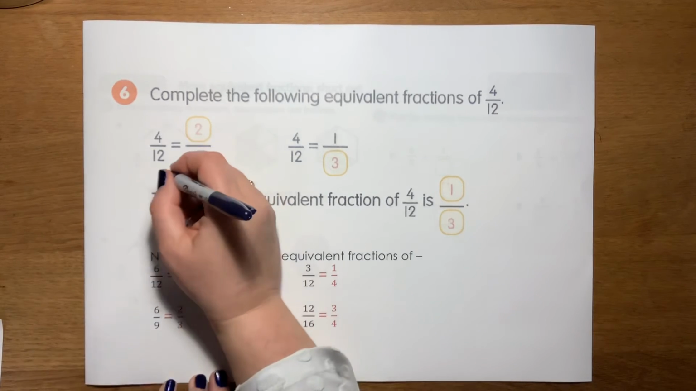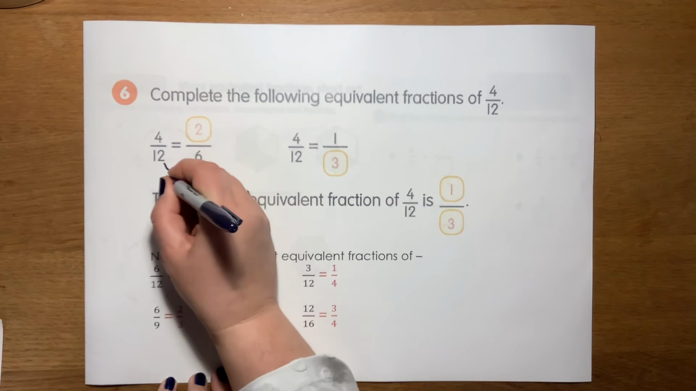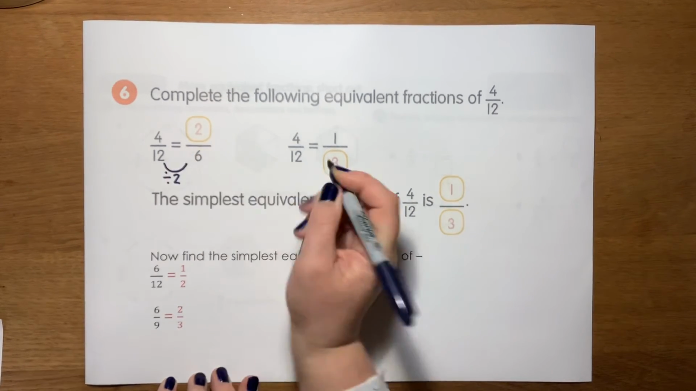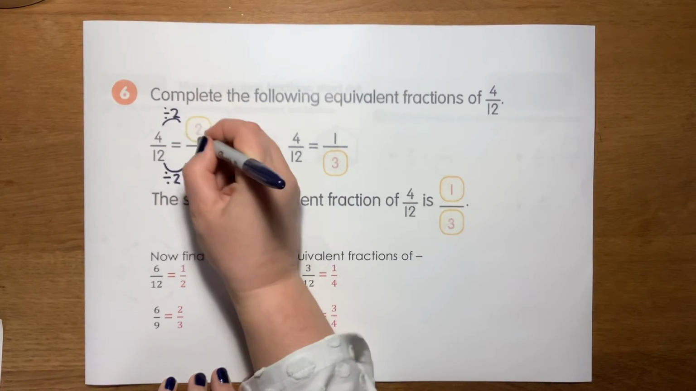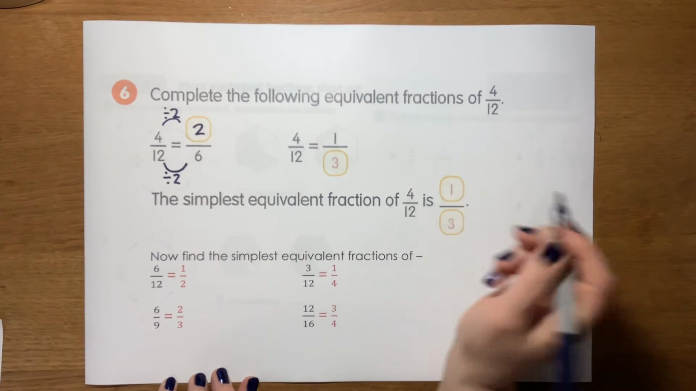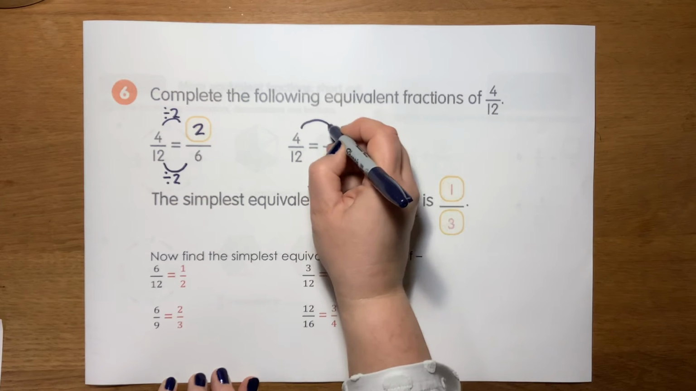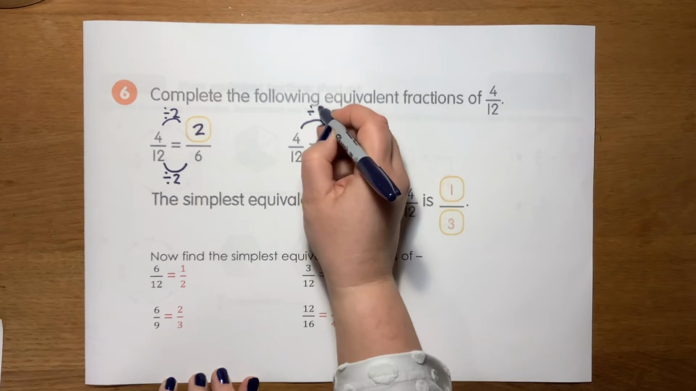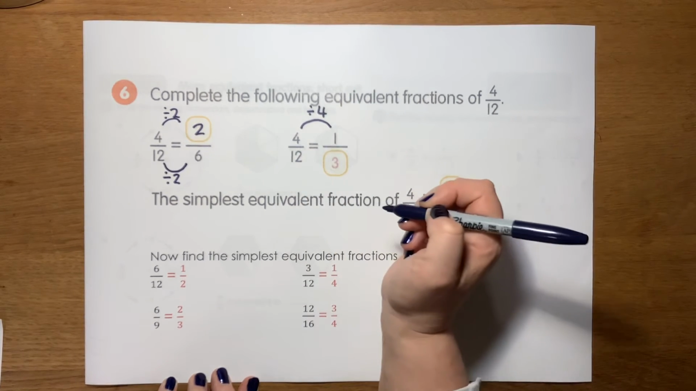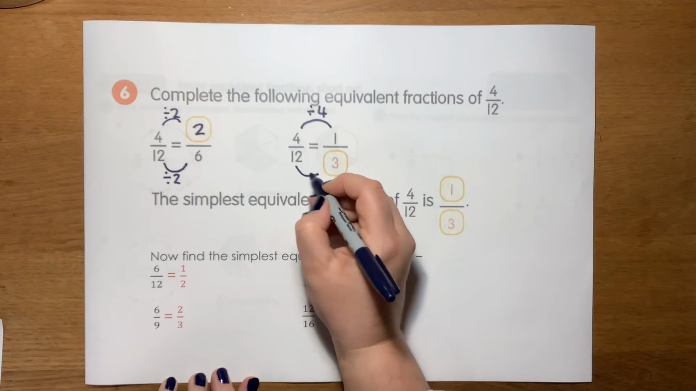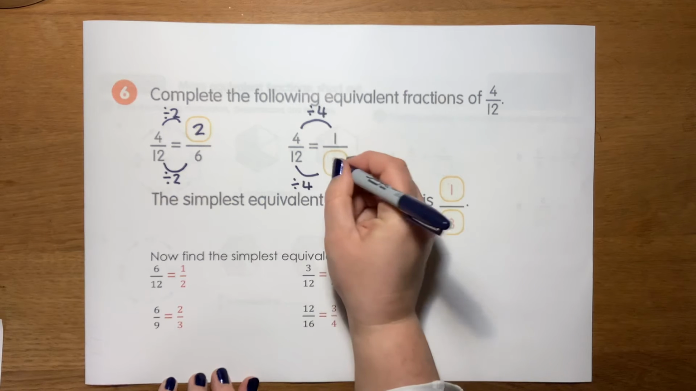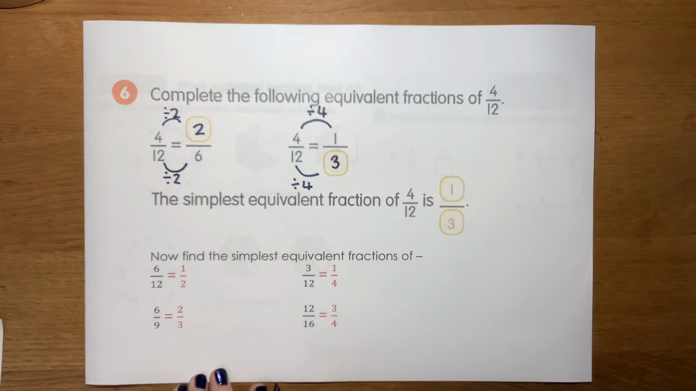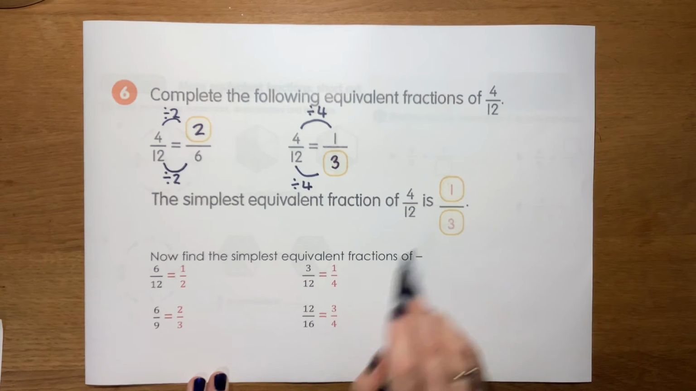So hopefully you recognise that 12 had been divided by 2 to make 6, therefore 4 divided by 2 is 2. 4 had been divided by 4 to simplify it to 1, therefore we need to divide 12 by 4, remember the same every time, and that gives us 3. So the simplest equivalent fraction of 4/12 is 1/3.